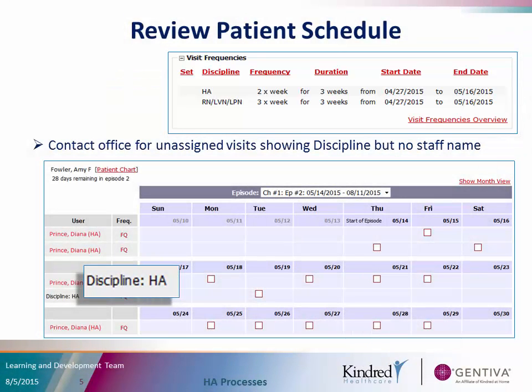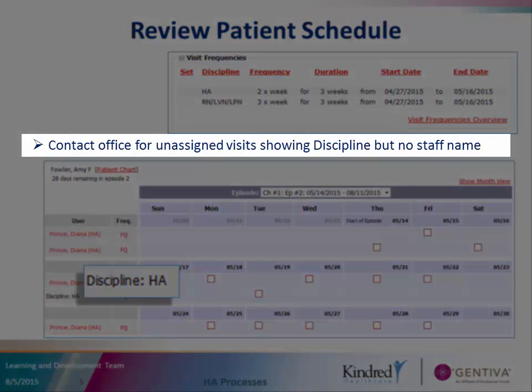All the disciplines that are scheduled to the patient are listed down the left side in the user column. If in the user column you don't see an aide's name for one of the visits and instead you see the words discipline-HA, this means the visit has not been assigned to anyone. This unassigned visit will appear on the schedule for all of the hospice aides caring for the patient. To avoid having two aides perform the same visit, call the office and ask them to assign the visit to someone.